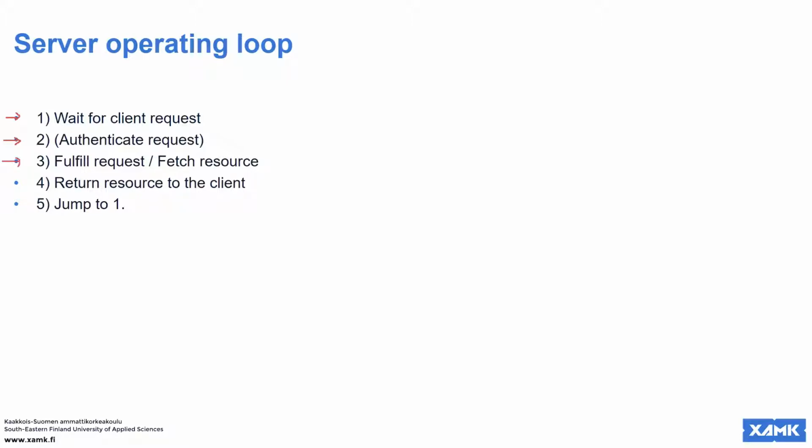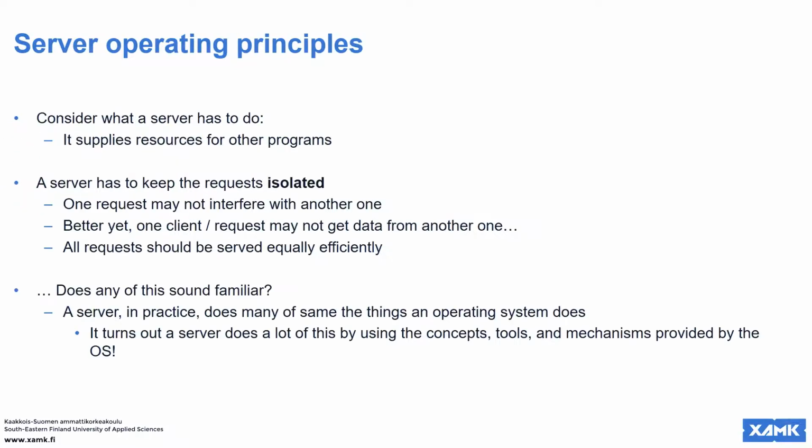Then the server is responsible for fulfilling that request, i.e. fetching the resource that was requested and returning the resource to the client that requested it in the first place. And then finally, we jump back to waiting for the client requests. So what a server does in reality is to repeat these 5 steps, wait for client requests, serve those requests, and then jump back to waiting again.